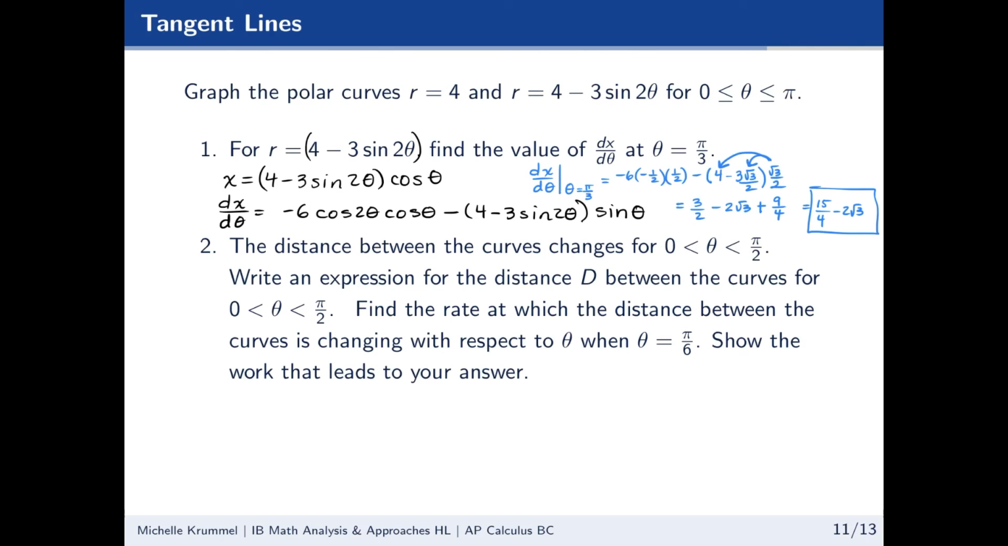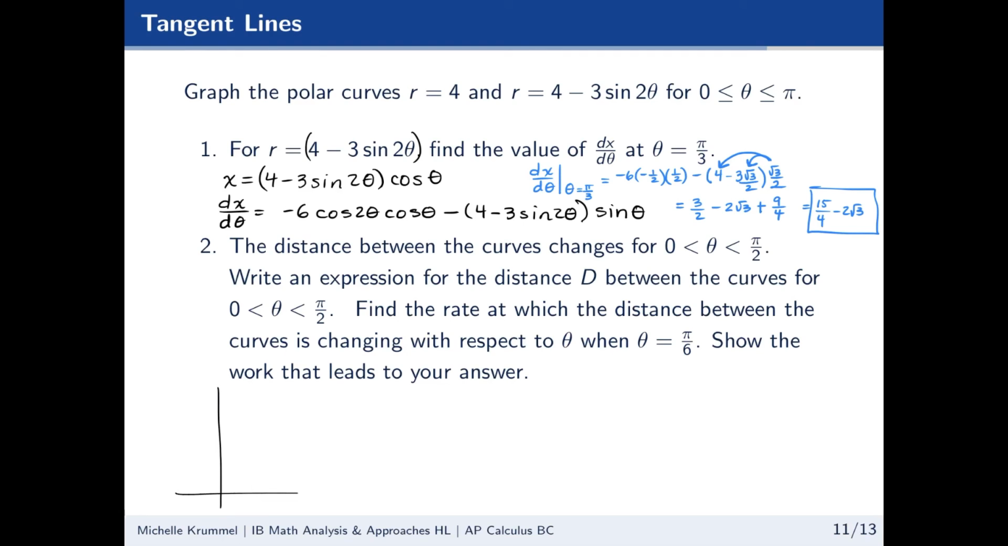And for the last part of the problem, the distance between the curves changes when theta is between 0 and pi over 2. Write an expression for the distance d between the curves for theta between 0 and pi over 2. So just quadrant 1. Let's refer to the graph so we understand what we're talking about here. We just have to graph quadrant 1 because theta goes from 0 to pi over 2.